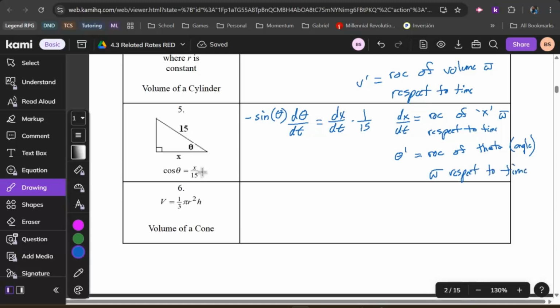Oh man, it's a lot of writing. Okay, now we're going to do the volume of a cone. Now the interesting thing about the volume of a cone is, unlike the cylinder, the radius and the height are going to change as the volume changes.